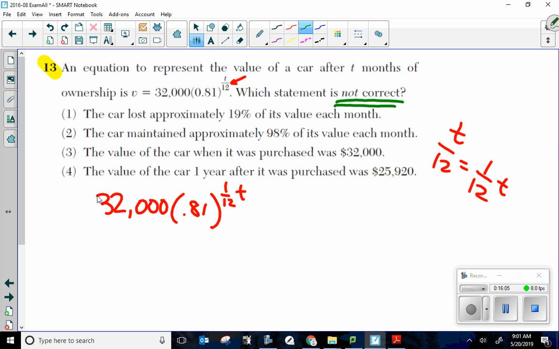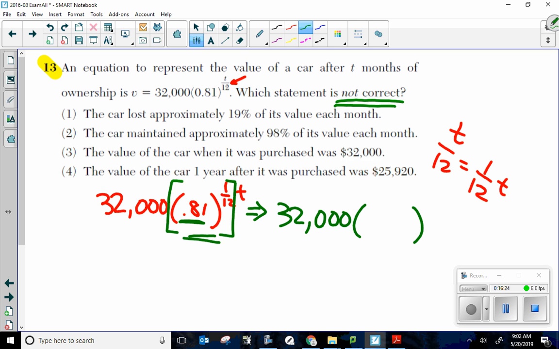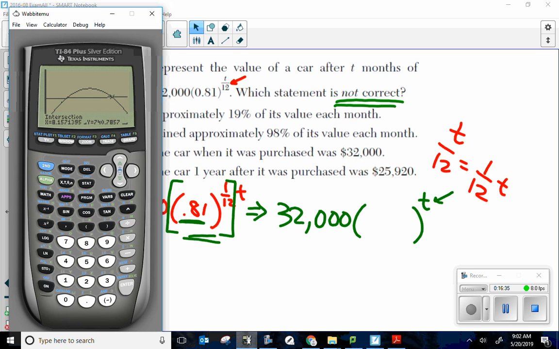If I truly want to know the percentage of increase or decrease, I need to get my variable alone for the exponent. So I'm going to take that 1/12 and apply that to 0.81. So now I've got 32,000 times some value that I need to calculate, to the t. Now this is in months solely, and your increase or decrease rate will be in this green parenthesis. So I'm going to take my calculator. Ooh, look at that, fancy. I'm going to take 0.81 and raise that to the 1/12.